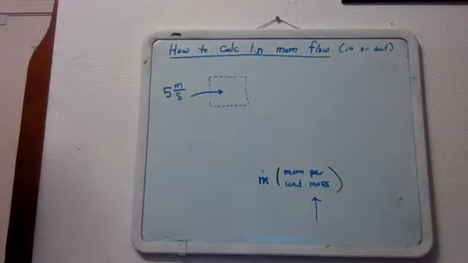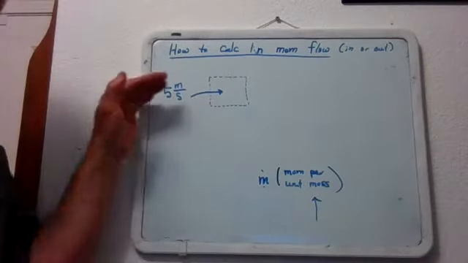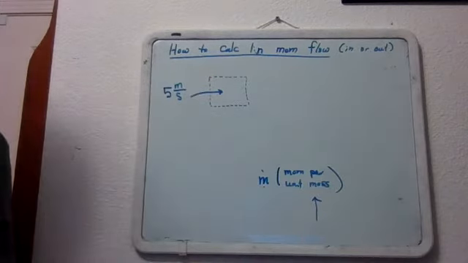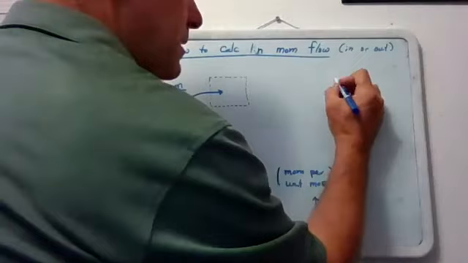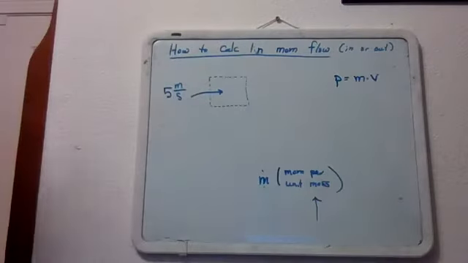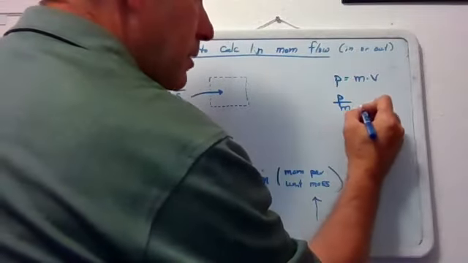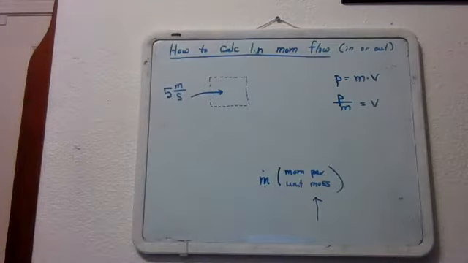Okay, I claim that if this fluid is entering at 5 meters per second, that tells us the momentum per unit mass. Okay, momentum per unit mass. Let's think about it really quickly. Momentum is mass times speed. So momentum per unit mass would essentially be p over m, and that would be speed. So speed tells us momentum per unit mass.